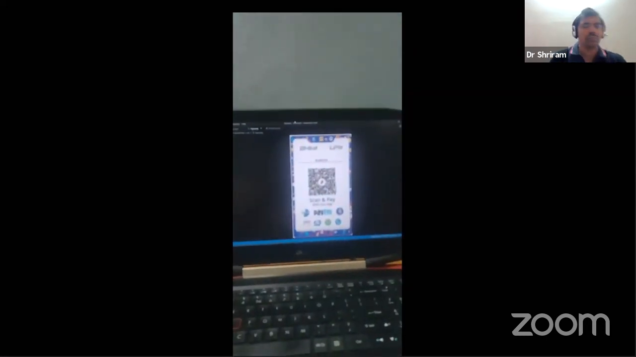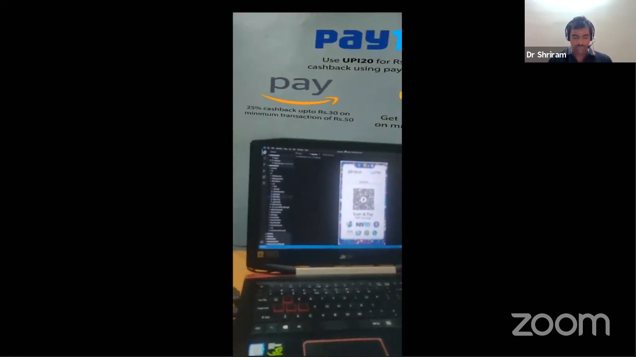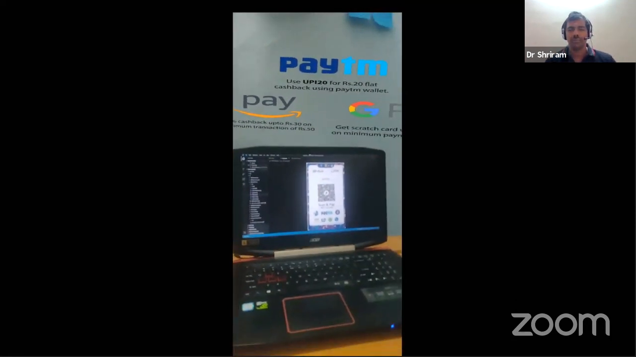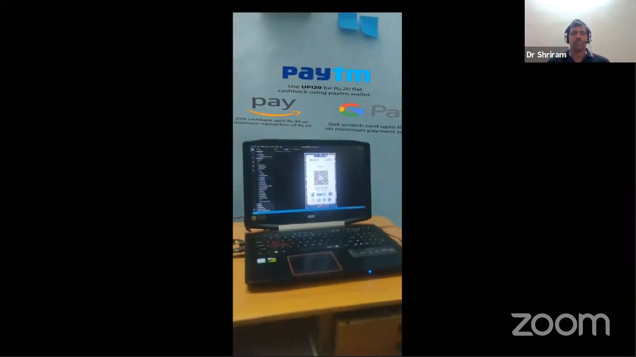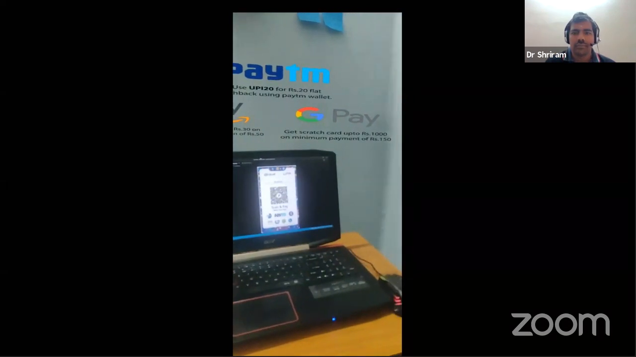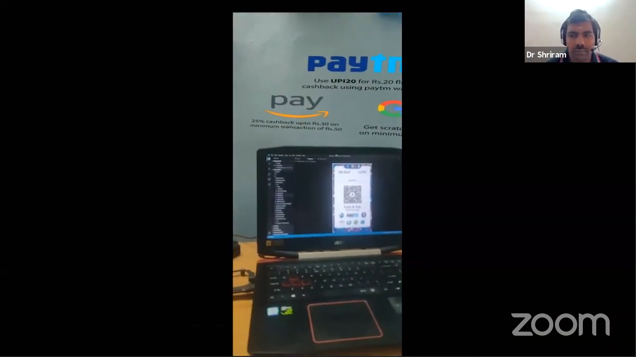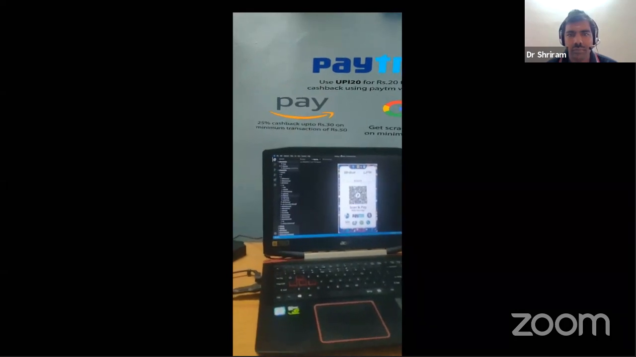For example, let's see from the demo, you can see that I'm going to scan a QR code, and there it is. You've got offers from Paytm, from Amazon Pay, from Google Pay. All you have to do is select your favorite offer, and then automatically an intent is created and the respective application is opened.